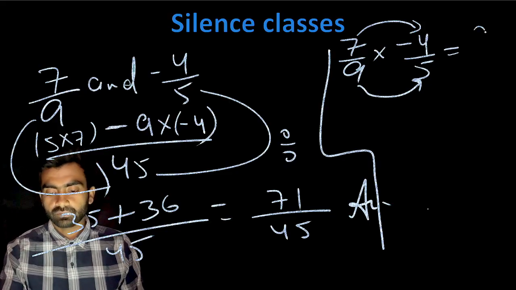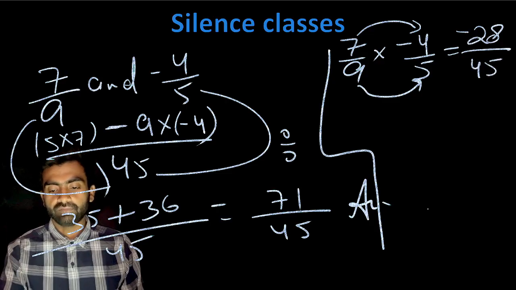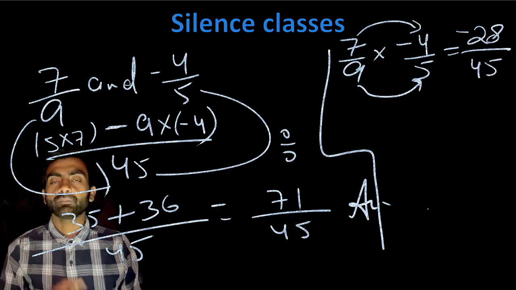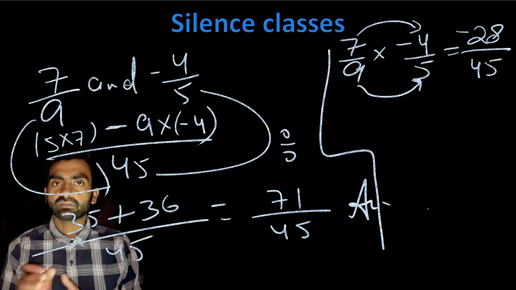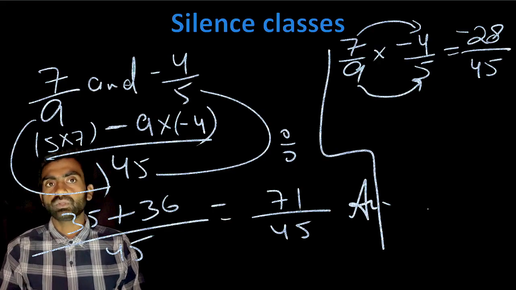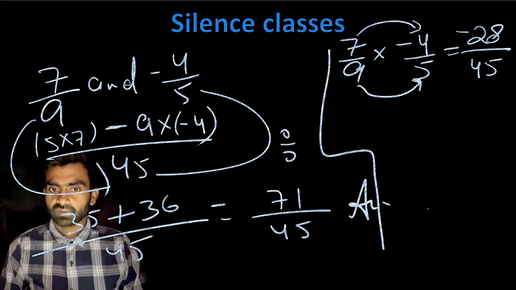7 4s are 28, minus 28, and 5 9s are 45. Means minus 28 upon 45 is the answer. If you can put it in the standard form, you can do it. Otherwise this is the answer.